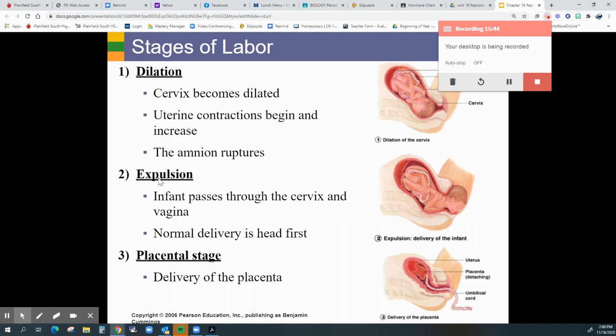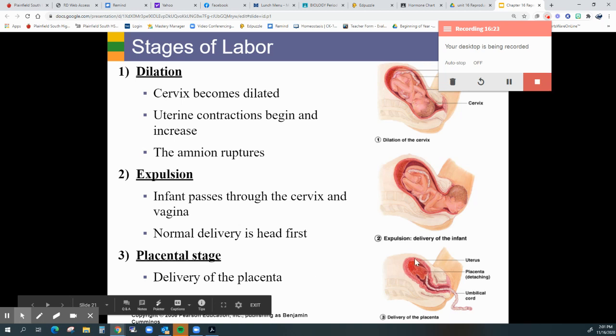Second step of this process is expulsion. So this is simply just the infant passing through both the cervix as well as the vagina. Normal deliveries are head first. Anything that is not head first is referred to as a breech delivery. The body is pretty streamlined if it goes head first. Then the arms can be folded down to the side as well as the legs. But it's not unheard of for the baby to try to come out arm first or feet first. It's very hard on the mother though, because it takes a lot more pressure, and then usually those end up in cesarean sections.